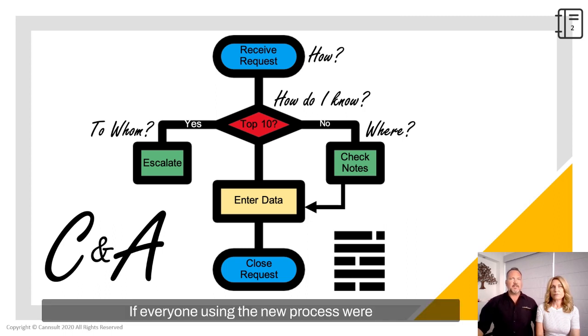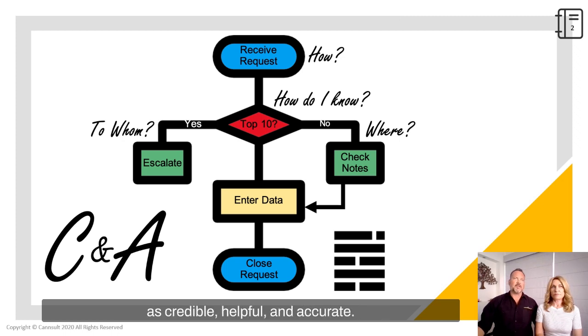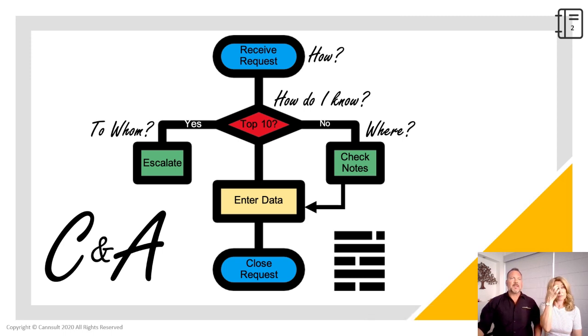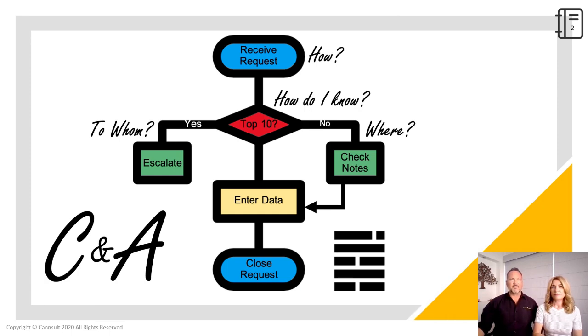If everyone using the new process were involved in the new design, that's great. But beware of the longer-term challenges when new people come into the process. A best practice is to test the process out with people who are unfamiliar with the process and see where they get hung up. Employees must view the work instructions as credible, helpful, and accurate. Otherwise, they're just another pile of work that goes to waste. Keep closely aligned with the people doing the work and make sure that the process documentation matches reality.